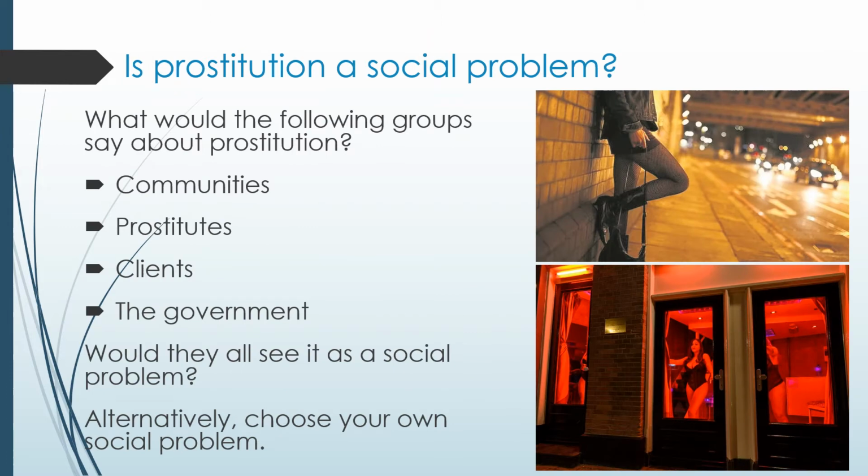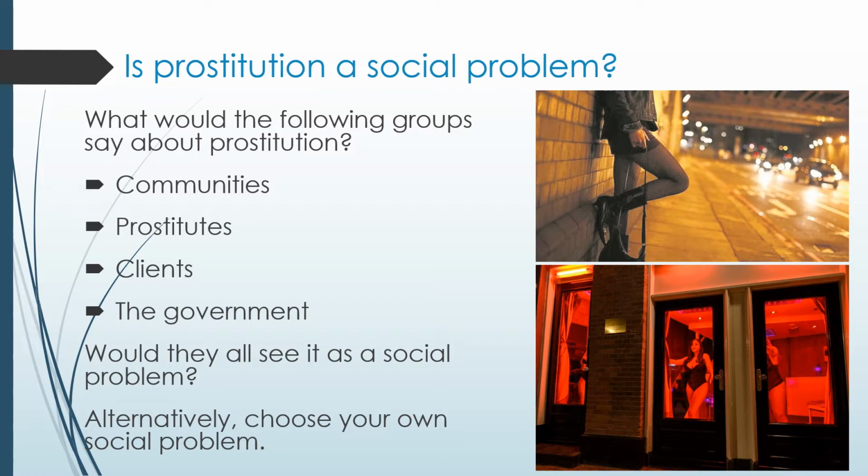This is an activity that you can pause the screen and have a think about. You can alternatively choose your own social problem. So if we think about this, what would the following groups say about prostitution? What would the communities say? What would the prostitutes themselves say? The clients, the government. How would they look at this social problem and how would they explain it?